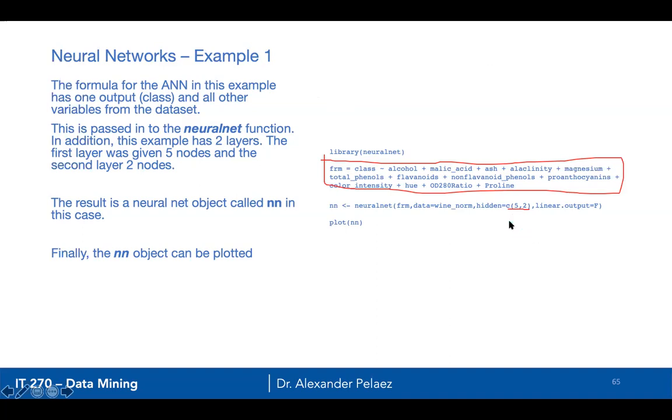I could have written 7. Okay, and I wouldn't have needed this at all because it would understand that it would all be in 1 layer. However, if I want multiple layers, I will have to pass it in as a vector. So here I pass it in as a vector 5, 2, with the first parameter being the number of nodes in the first layer, the second element in the vector being the number of nodes in the second layer. I'm going to pause right there. Does that make sense?